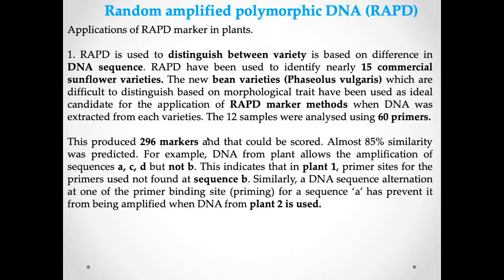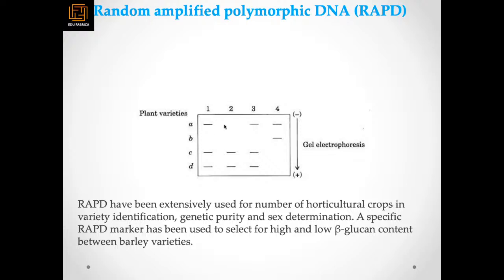Similarly, due to a DNA alteration, one of the primer sites of sequence A is prevented from being amplified when plant 2 is used. So from plant 2, the A and B sequences are not being amplified. In this way, we can have different patterns and get to know about our results.